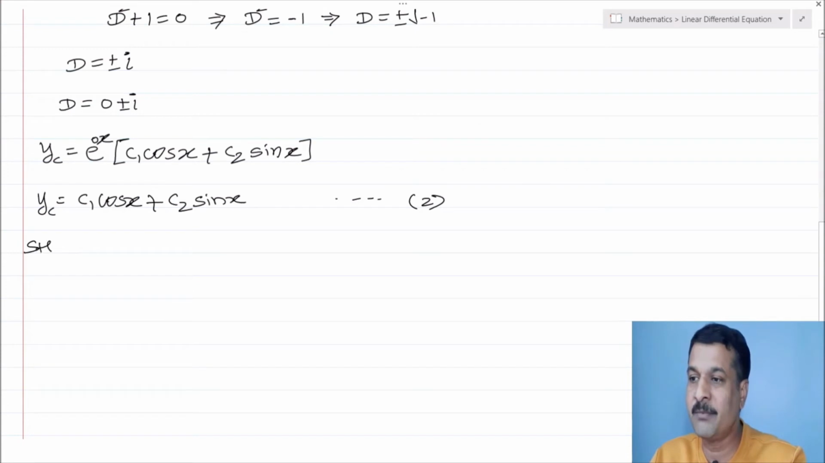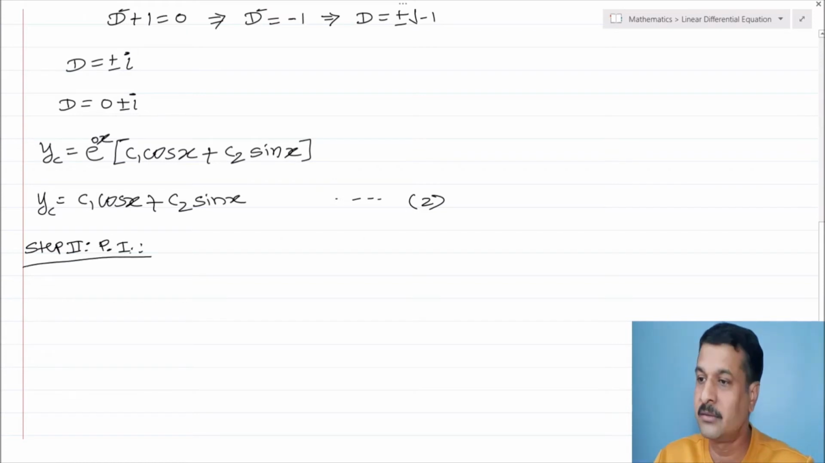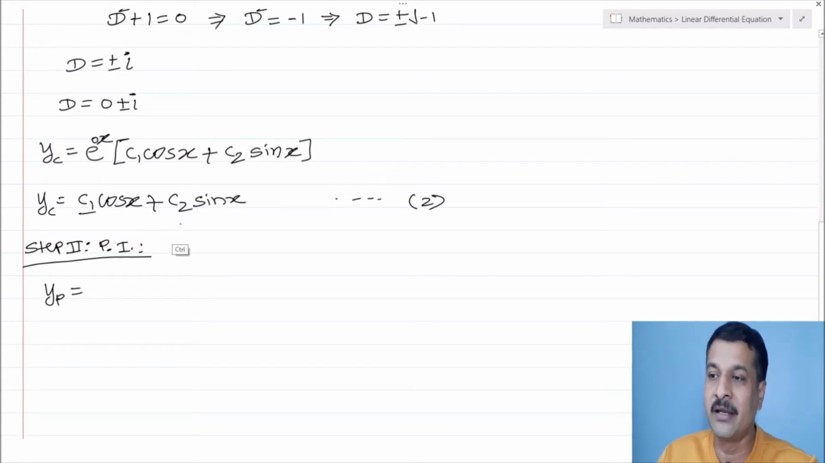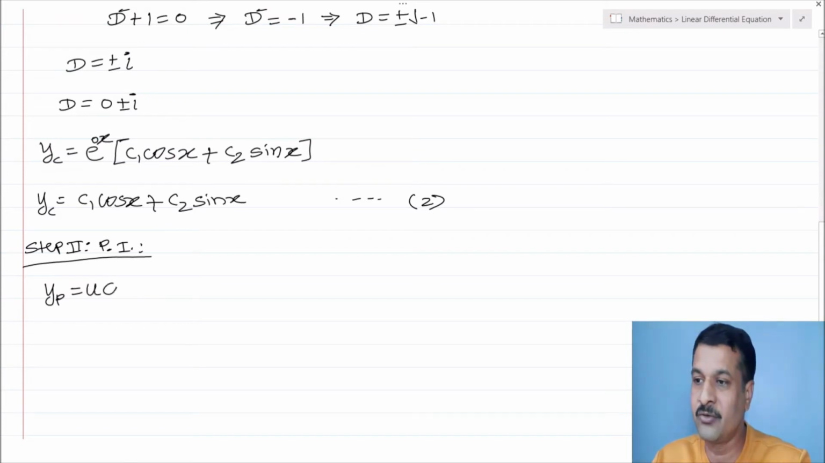Now the second part, that is yp. So step number 2 now, it is nothing but a particular integral. Here we have to find the particular integral by variation of parameter. So what is that variation of parameter? It means directly we can write yp, so c1 and c2 replaced by u and v, where u and v are functions of x. So I am getting here u cos x plus v sin x.